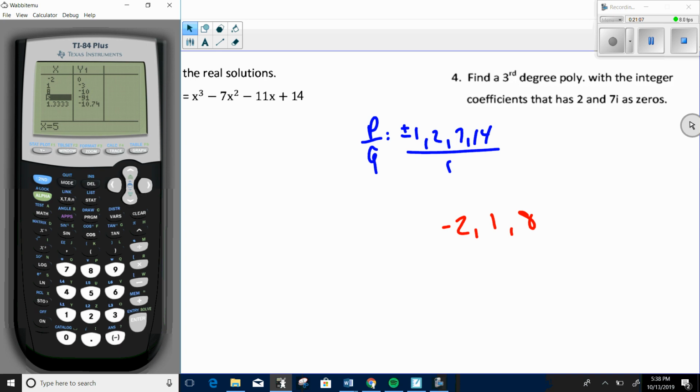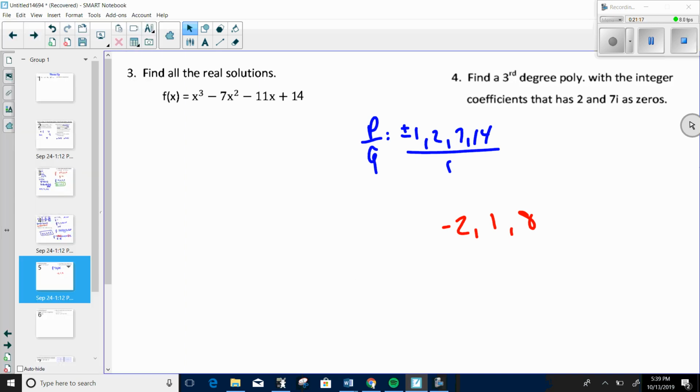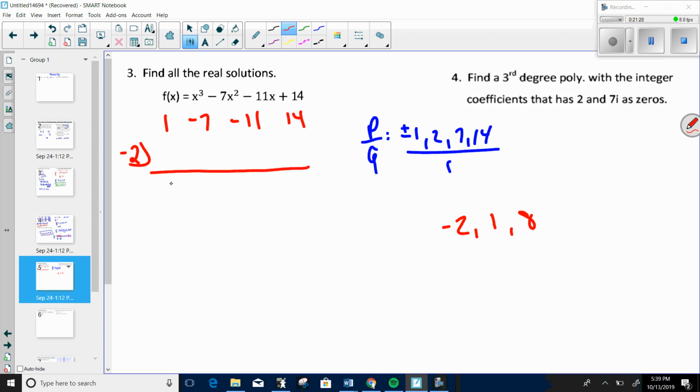So what that means is that we have negative 2 that works. So we need to figure out what the other ones are, and that's where the synthetic division comes into play. Okay? So we're going to do synthetic division with negative 2. So we use 1, negative 7, negative 11, 14. So then I drop the 1 down, multiply, negative 2, combine, negative 9, multiply, that's going to be 18, combine, that's 7, multiply, negative 14, that becomes 0.